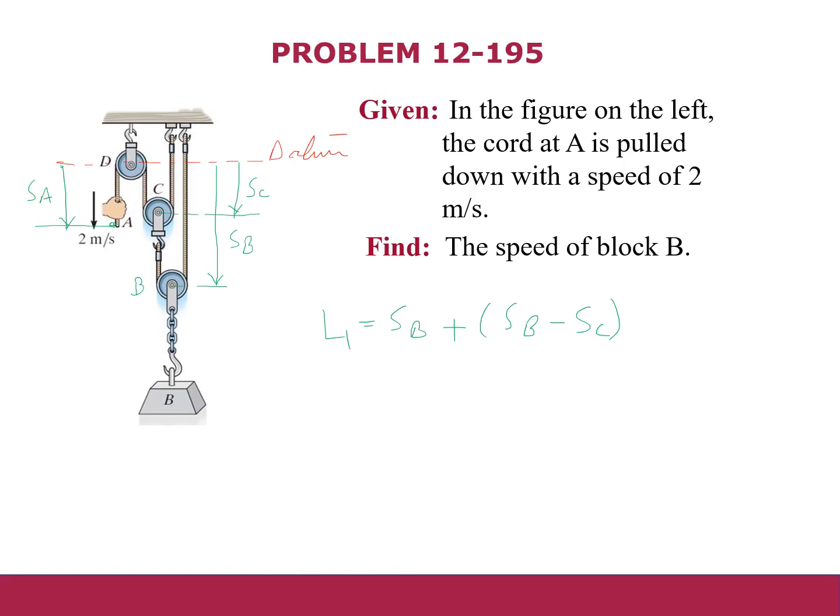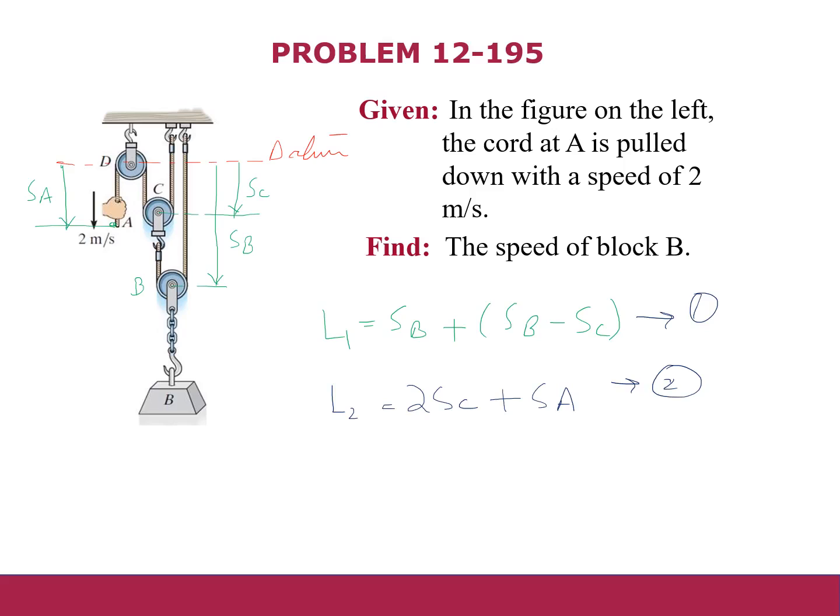Now we can also write the length of cord 2, which is this SA, and this is 2SC, right? So this is 2SC plus SA. So you have formed the equations. This is equation 1 and this is equation 2, right?